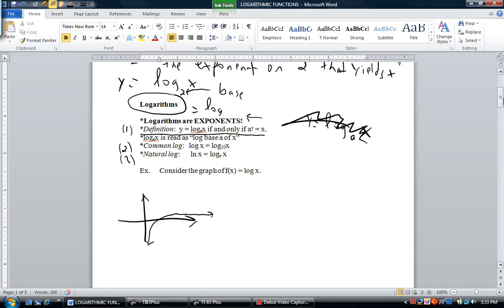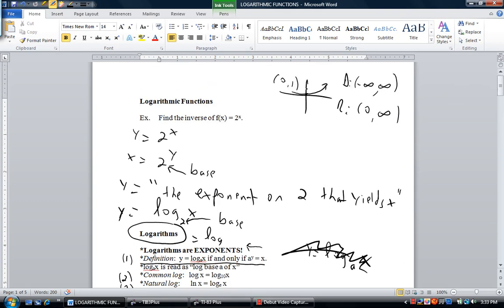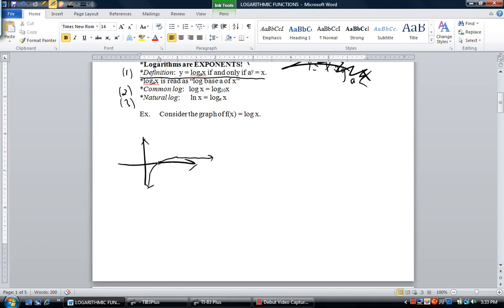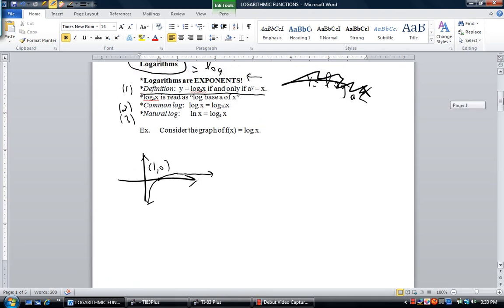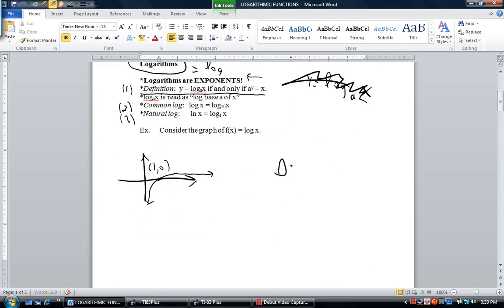Now remember, this is the inverse of this shape. 0, 1 is a point, and if you interchange that, that means that 1, 0 is a point, which it is. And then if the domain is negative infinity to infinity, and the range is 0 to infinity, those are going to be interchanged. I'm going to write those down, and then we're going to look at them from the graph.